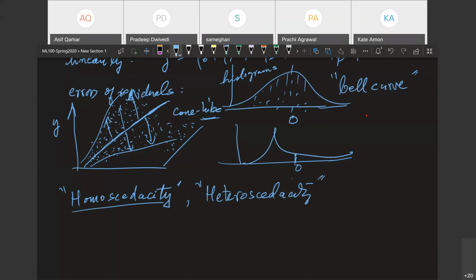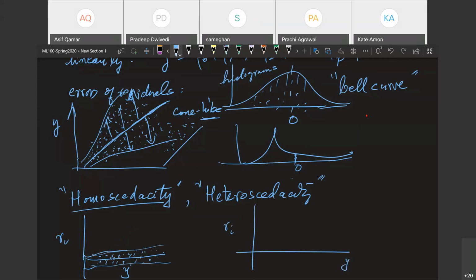What homoscedasticity is: if you plot the errors, so by the way, I will now plot the errors in terms of y itself, and these residuals are there. What you will find is the residuals are spread uniformly. So if you draw an envelope around them, it will be a pretty uniform envelope. But heteroscedasticity is, if you look at the errors along the y-axis, you will see this cone-like behavior.